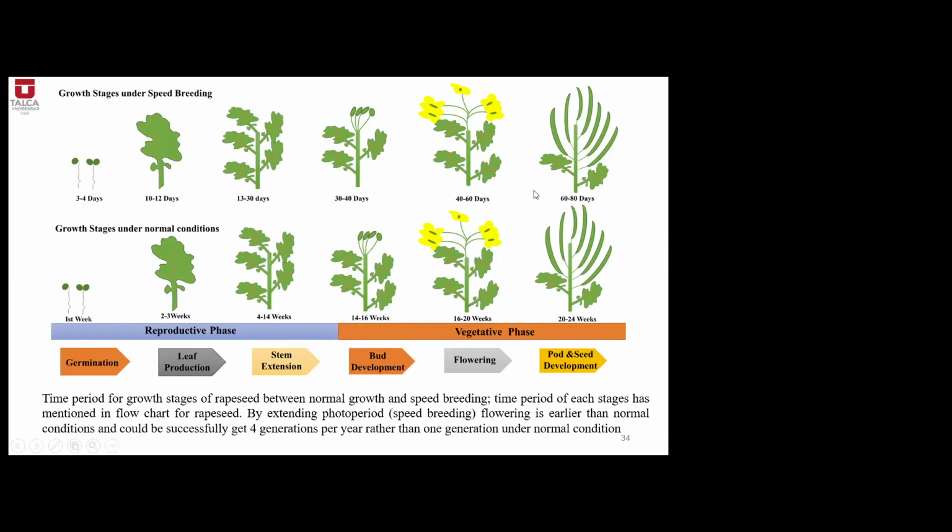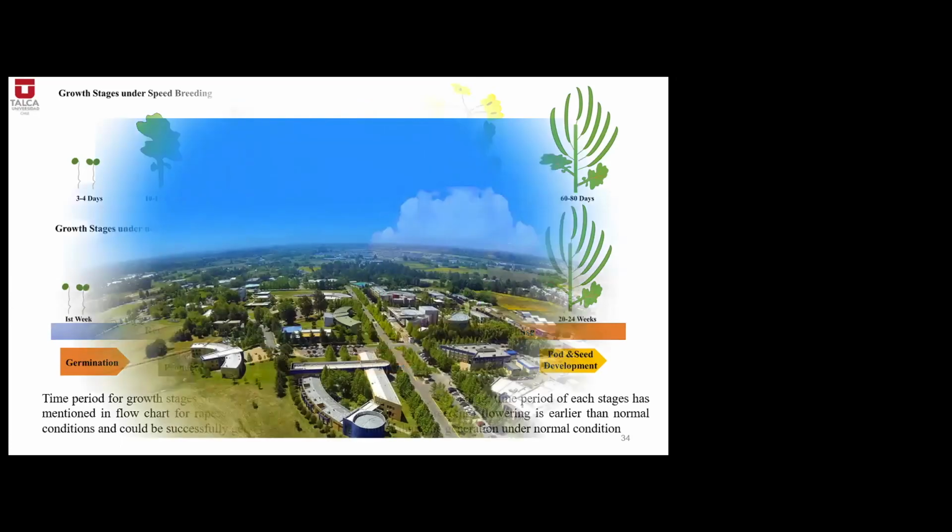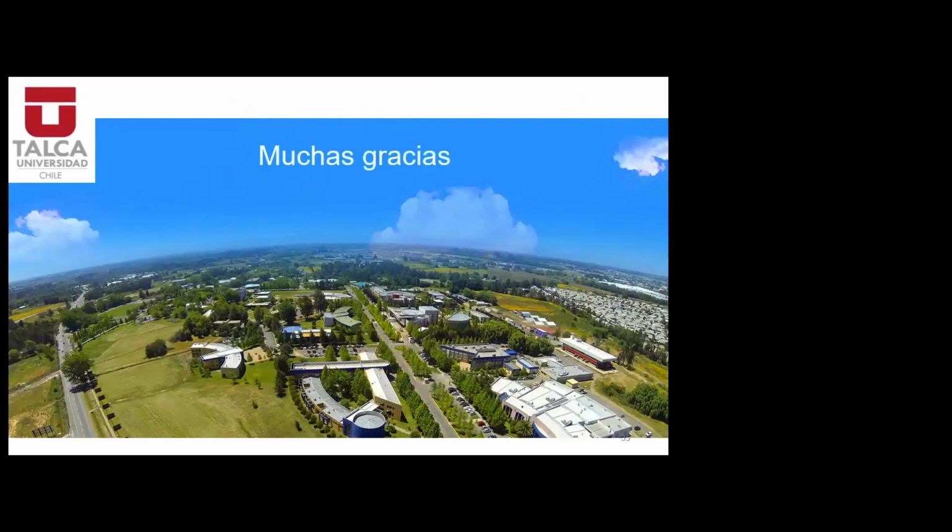And we can also use these plants for crossing and selfing under speed breeding to develop a variety, getting 3 to 4 generations within a year, rather than waiting a whole year to get the next generation. So this is all my presentation. Thank you.